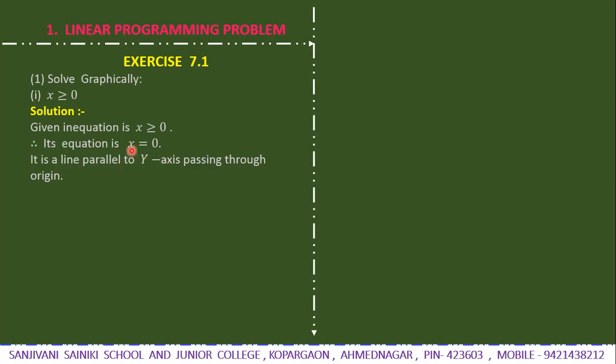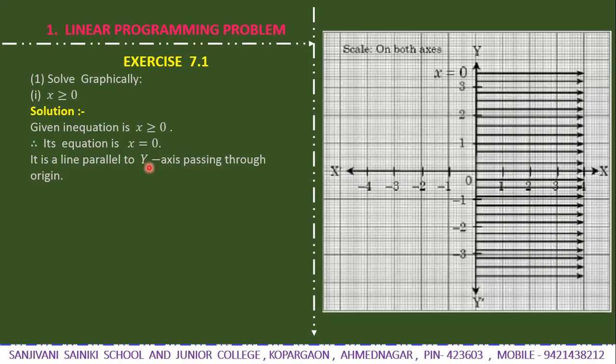This is the equation of the line parallel to the y-axis passing through the origin. So this is our x-axis, this is our y-axis, and x is equal to 0. This is our y-axis, where you will get x coordinate 0. So this is the line.